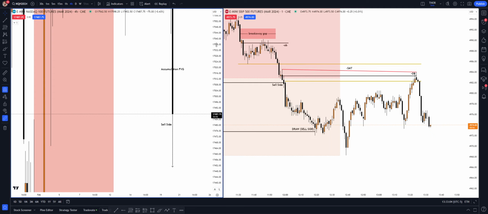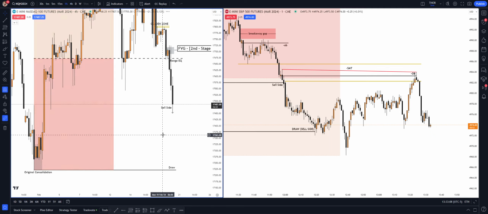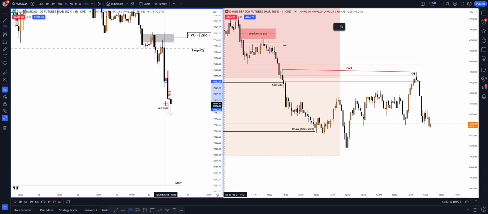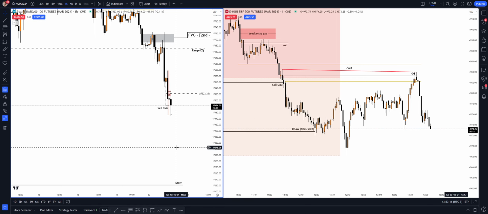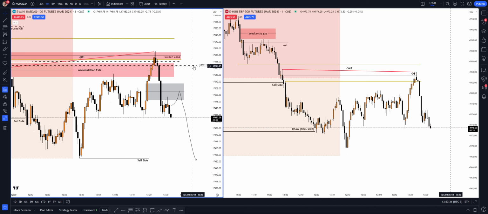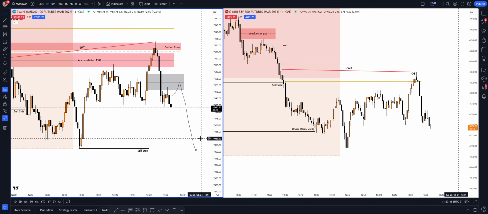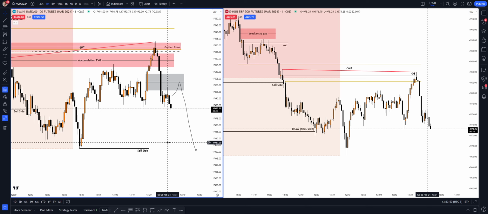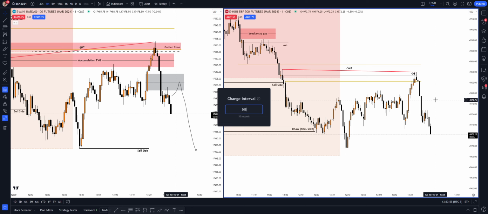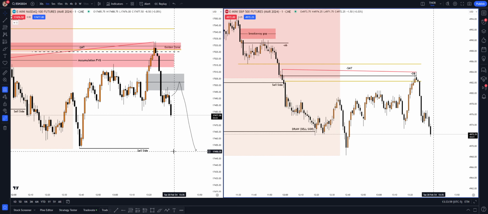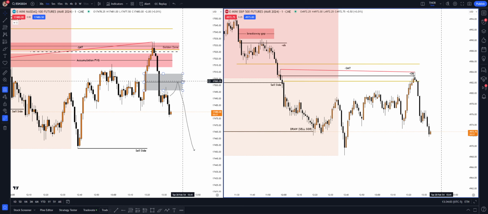Take a look at the 4-hour. It's about to close. Hourly chart. Okay. Let's mark this as BPR.